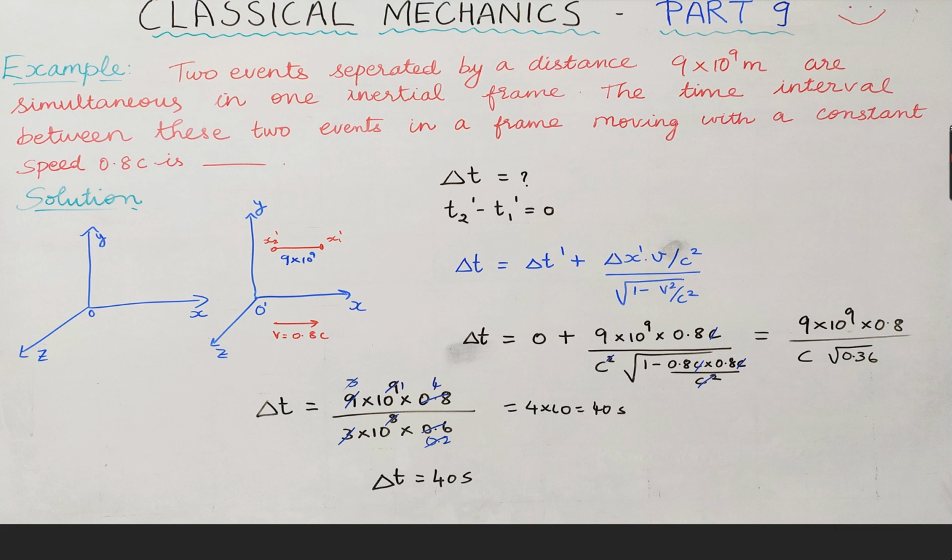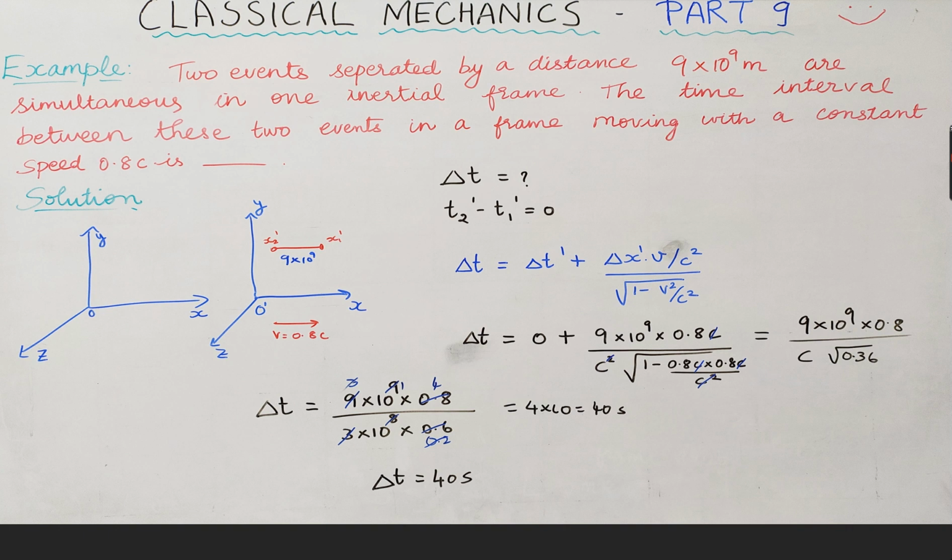So it says that there are two events occurring, and both are occurring at the same time. And the distance between the two events is 9 × 10^9 meters. I assume that it's happening in the S prime frame, and then the time interval between these two events in a frame moving at a constant speed 0.8 c is asked. Here c is the speed of light, and they have been asking the time interval between these two events with respect to the frame which is moving with constant speed.